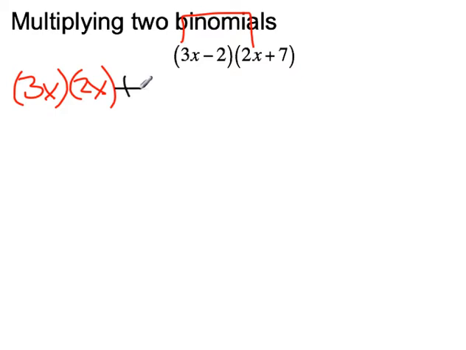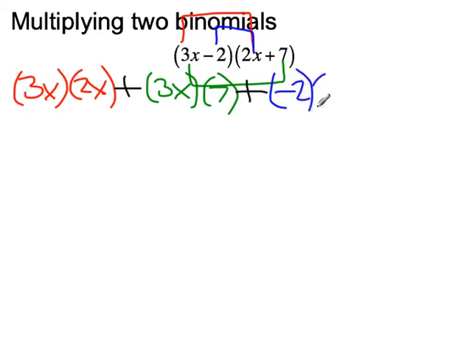Okay, then we're going to add the outer terms. So we have 3x times positive 7. And then we're going to add to that the multiplication of the inner terms, the negative 2 times the 2x. And then finally we're going to add to that the multiplication of the last terms, negative 2 times positive 7.